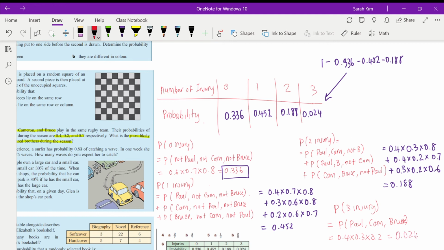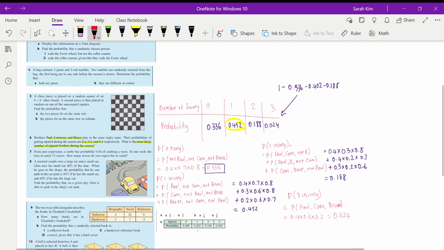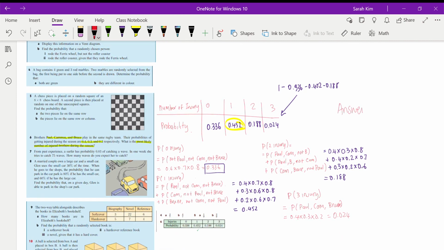So now out of these probabilities, which one is the most likely? Because that's what we're trying to find. Which one is the highest probability? Well, it's this one. So that one is the most likely number of injuries. Let's write that in sentence form. So, answer, it's a bit messy, but the most likely number of injured brothers during the season is 1. Done. That's it.